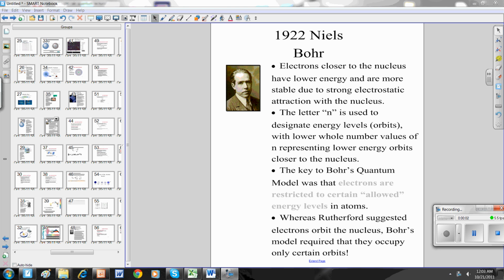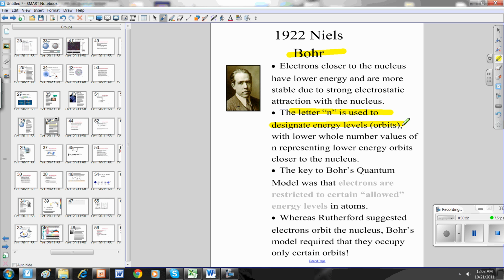All right, one of the people that they talk about in the chapter is Bohr. Bohr is famous for the structure he came up with, what we thought the electron energy levels in the outer part of the atom are. He used the letter N to designate specific energy levels or orbits.